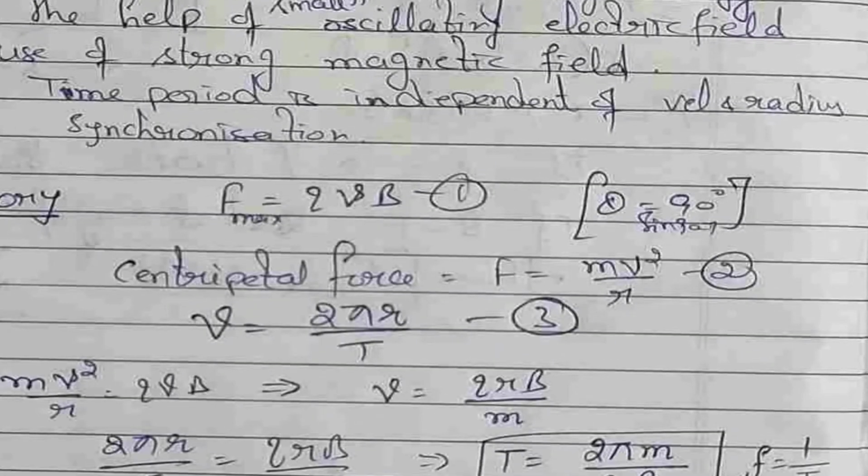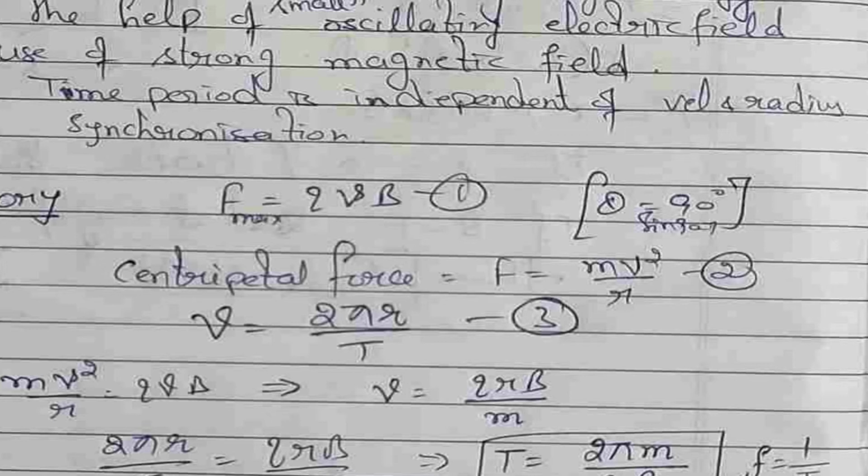We know the Lorentz force. The maximum Lorentz force is qvB because we have to use theta 90 degrees, so sine 90 is 1. Also, we know the centripetal force is F equal to mv square by r, because the Lorentz force gives the circular motion. So there will be a centripetal force also. And of course, the speed is 2 pi r by T. r is the radius of the path and v is the velocity. m is the mass of the charged particle. B is the magnetic field.